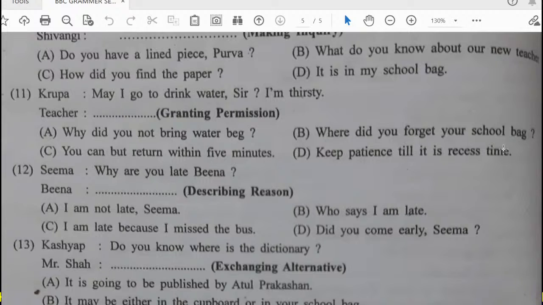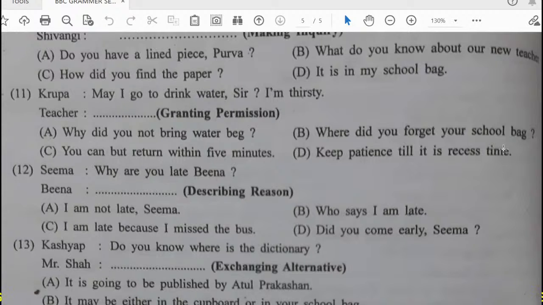Now 12. Sima said, why are you late, Bina? Bina said something. We have to answer with describing reason. With reason. Right? So why are you late, Bina? So option A. I am not late, Sima. Option B. Who says I am late? C option. I am late because I missed the bus. And option D. Did you come early, Seema?